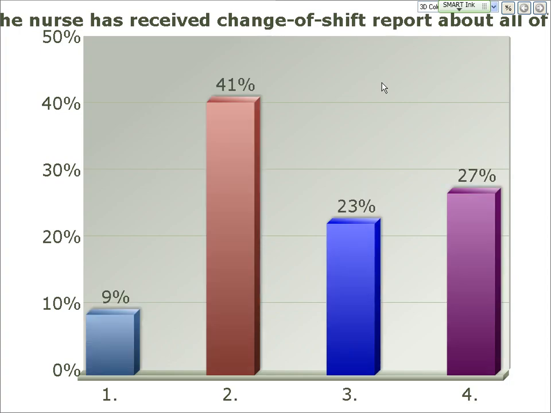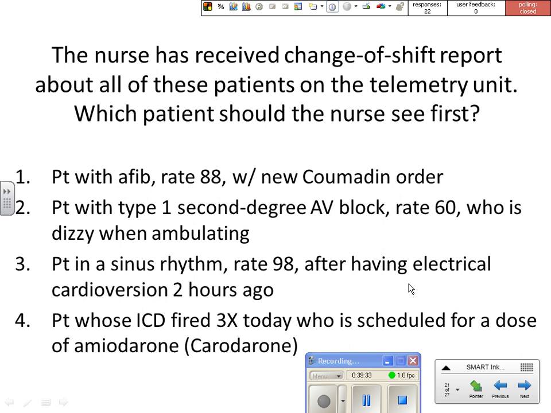Okay, 9% said the patient with AFib, 41% said the AV block dizzy with ambulating, 23% said the sinus rhythm with rate 98, and 27% said the cardioversion, ICD firing 3 times today. So the patient with AFib, rate 88 with a new Coumadin order, is that a high priority? No, because he's within normal range, 60 to 100. You're going to do some teaching. Coumadin is usually given later on in the day anyway. So even if this was the afternoon shift coming in, you still have until usually 5 or 6 o'clock to worry about the Coumadin.